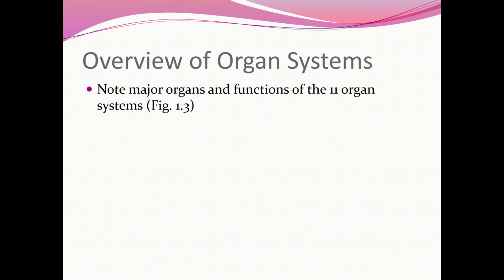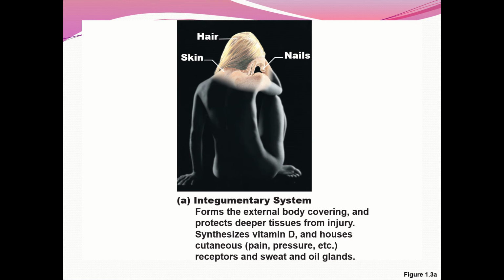Let's look at the 11 organ systems found in the human body. The first system mentioned is the integumentary system. This is composed of the hair, skin, and nails, and within the skin, there is also a series of exocrine glands that will secrete sweat and oil. So the integumentary system forms the external body covering.